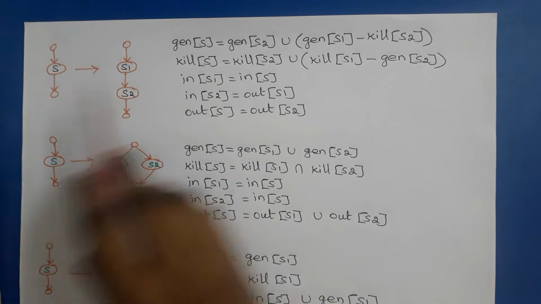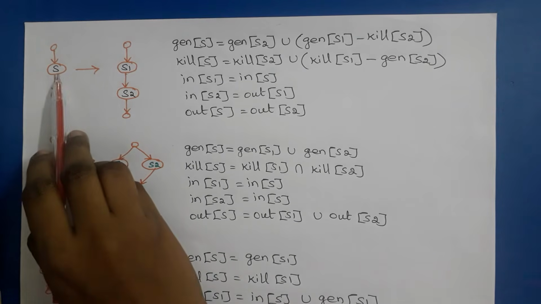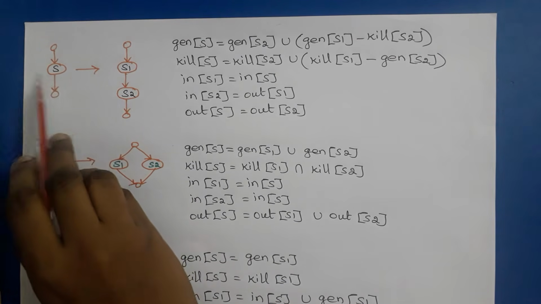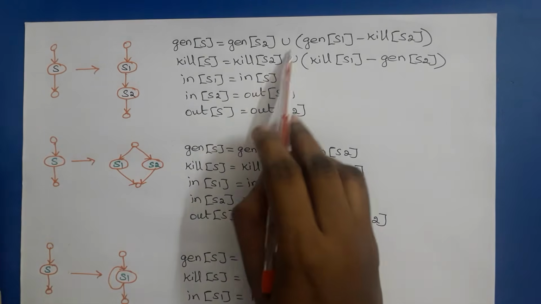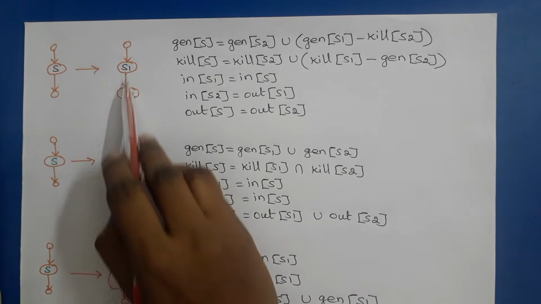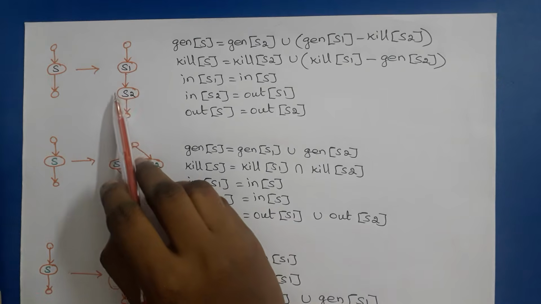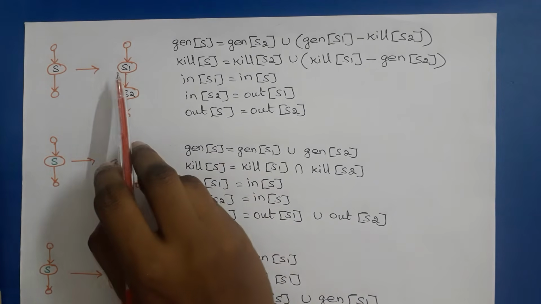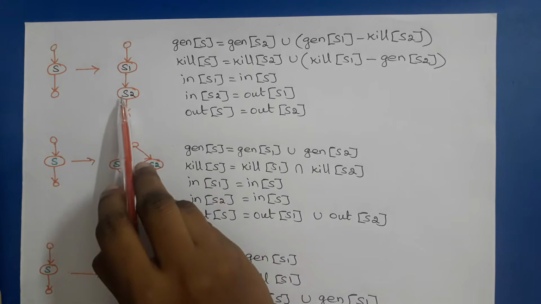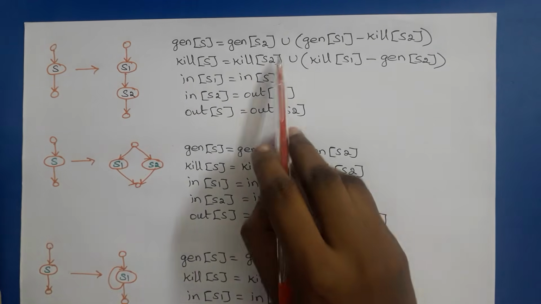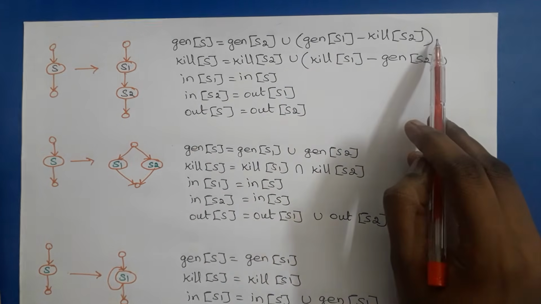So gen of S. What is gen of S? The data flow information generated in S is equal to gen of S2 union gen of S1 minus kill of S2. So gen of S means all the information generated in S2 union information generated in S1, but some information may be killed in S2. So gen of S2 union gen of S1 minus kill of S2.